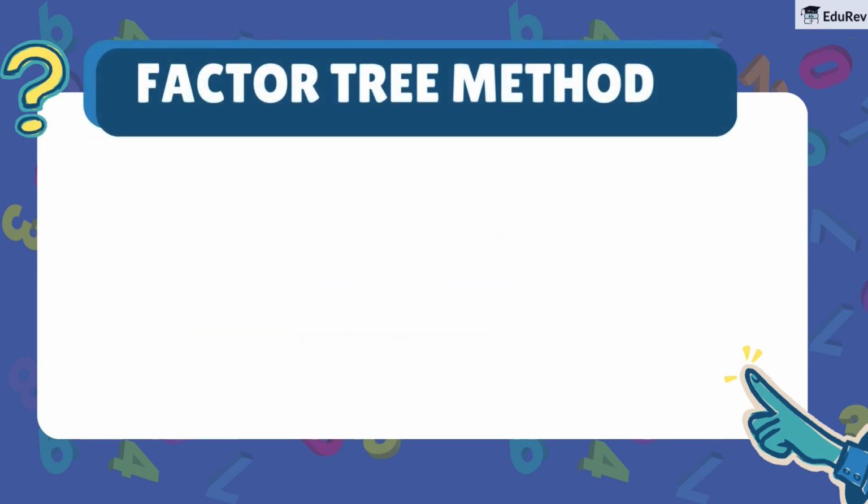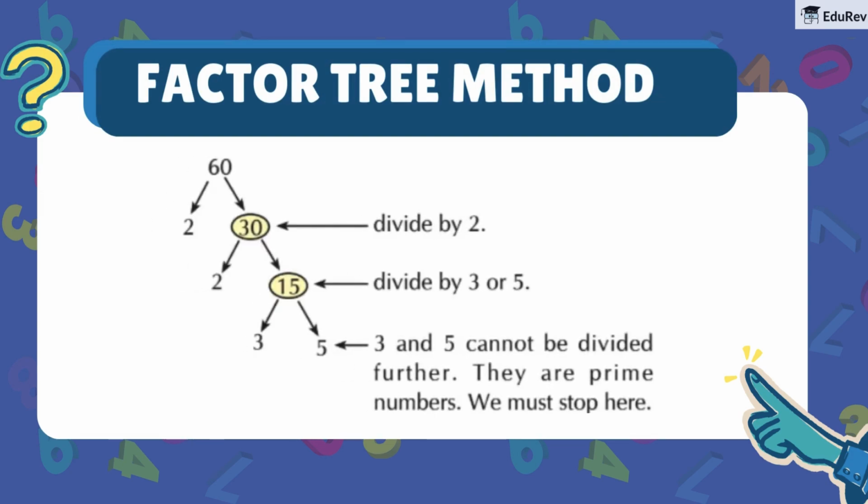Finally, we can use the factor tree method to find the prime factorization. For example, if we take the number 60, we can divide it by 2 to get 30, then divide 30 by 2 to get 15. Next, we can divide 15 by 3 or 5. When we can't divide further because we reach prime numbers, we stop there.